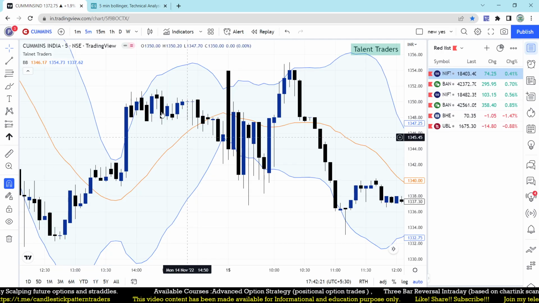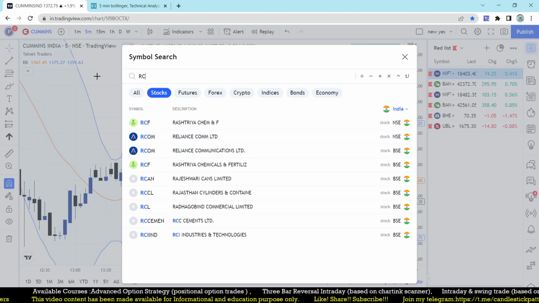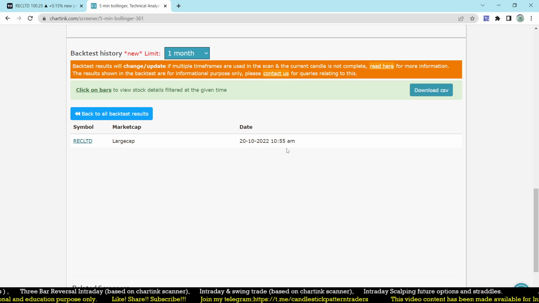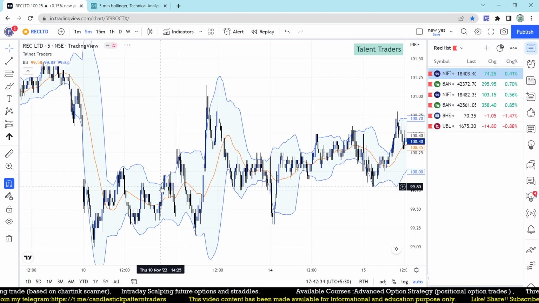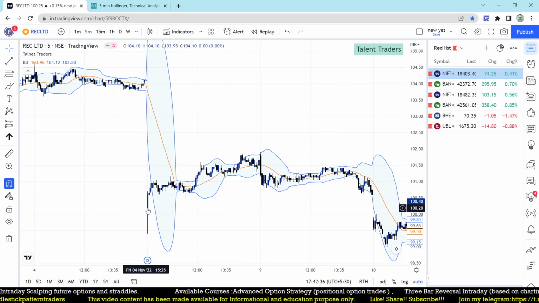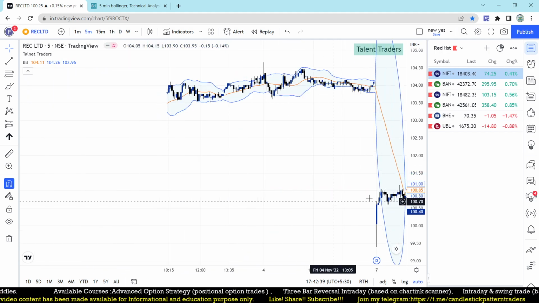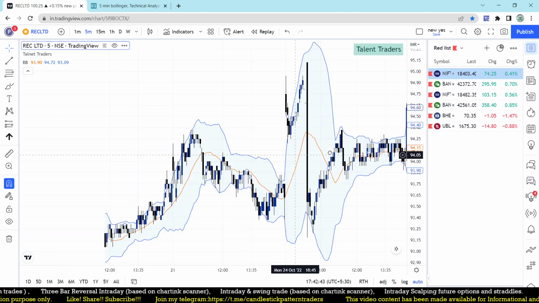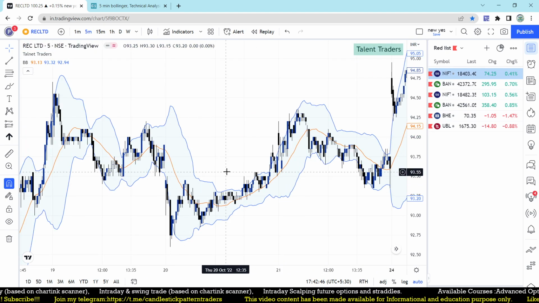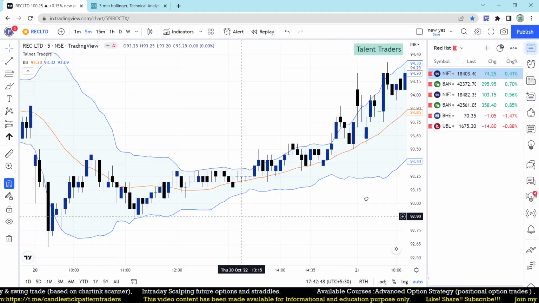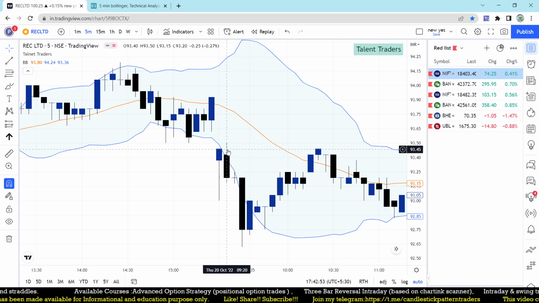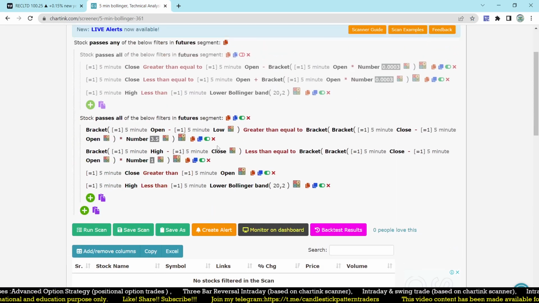Maybe REC Limited. Let me go and check REC Limited, the price is happening on 20th October, 5 minutes time. A hammer candle forms below the lower Bollinger, right? It's working right now.